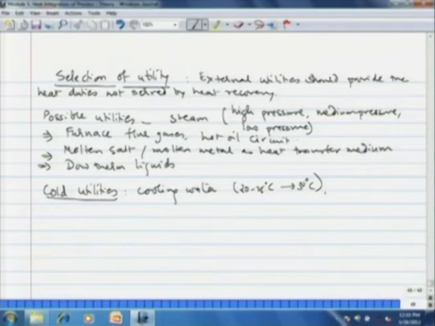If the vapors condense at a temperature lower than 30 degrees, the room temperature, then you have to go for refrigeration. Chilled water is also an option. Chilled water is supplied at 4 degrees and comes out at about 10 to 15 degrees. Okay, that is an option. Then air cooling.